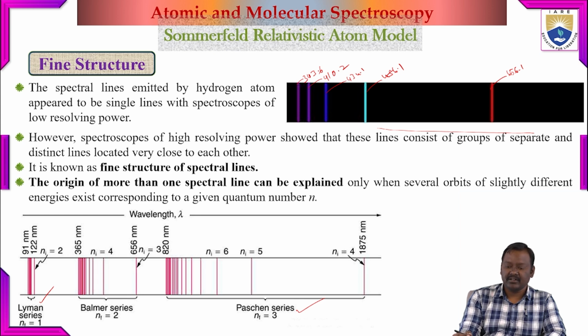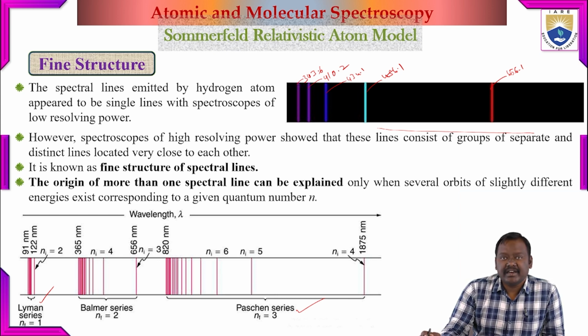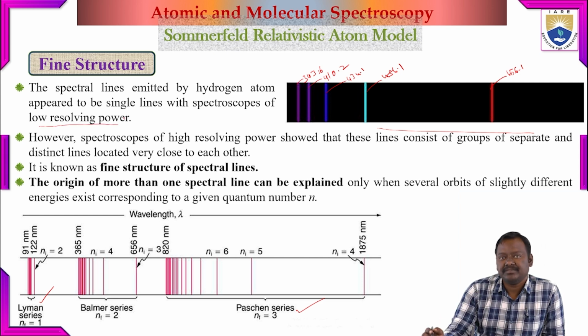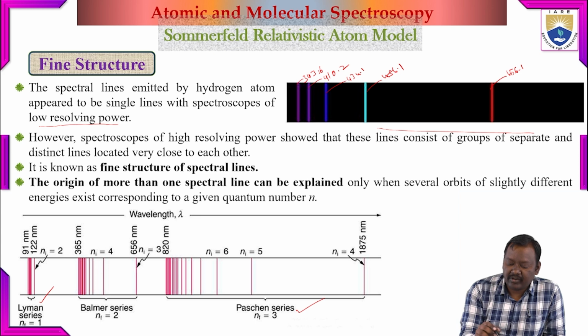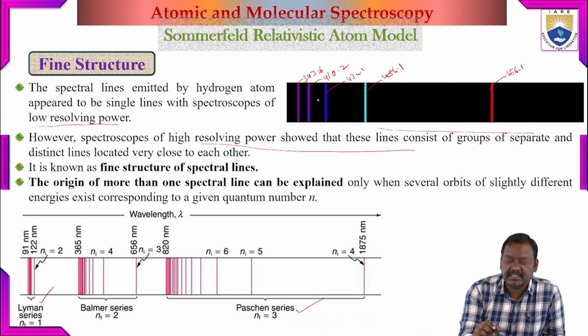It is very important to remember all those things we discussed in our earlier lecture. These are the lines observed only under spectroscopes of low resolving power. But when the light emitted by the hydrogen gas is observed with high resolving power spectroscopes, we can see several groups of spectral lines around these particular lines.